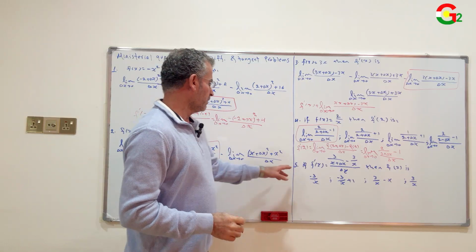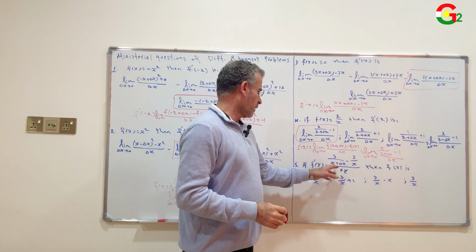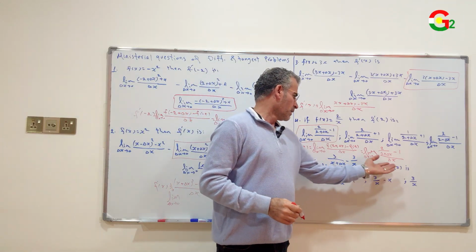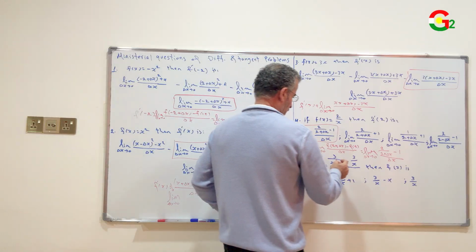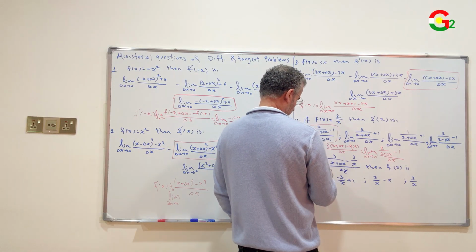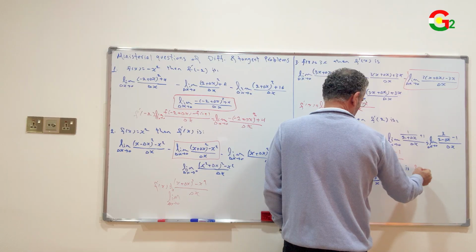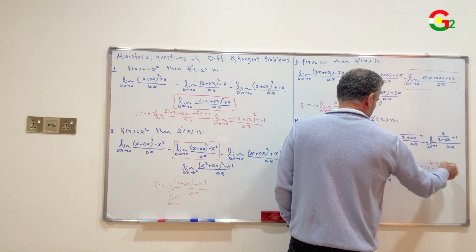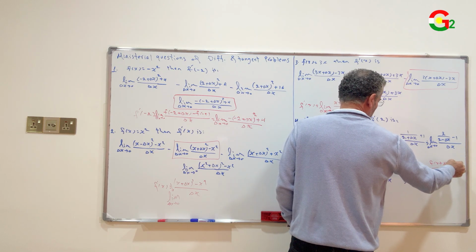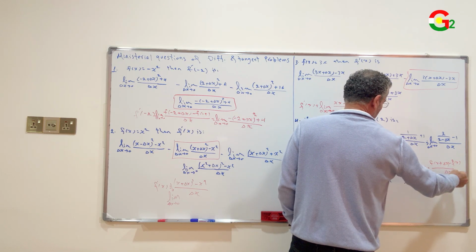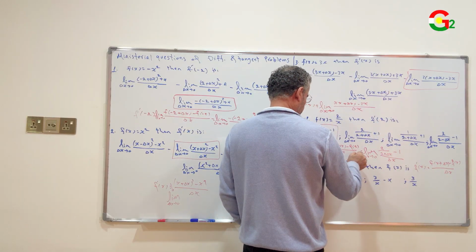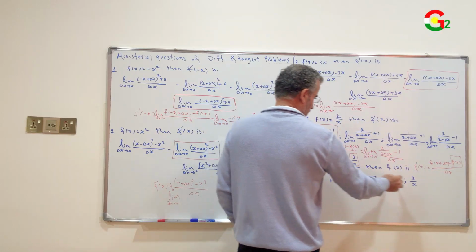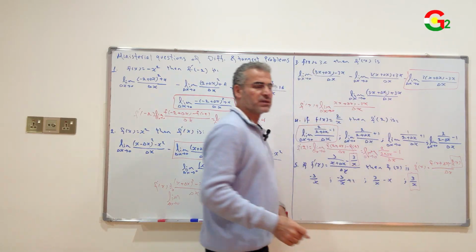Question number 5. If f prime of x equals 3 over x plus delta x minus 3 over x, over delta x, then f of x is, if we compare this derivative with f prime of x equals f of x plus delta x minus f of x over delta x, then the term here is f of x. Then the right choice is D.